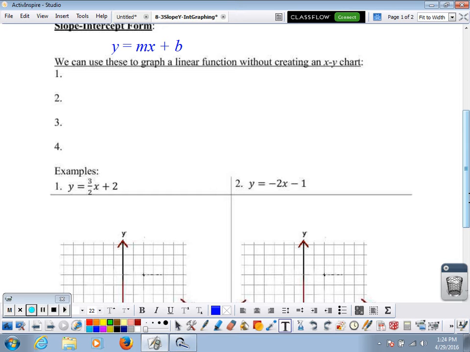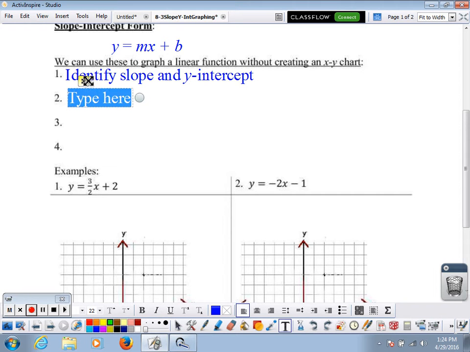We're going to learn later on how to use an XY chart, and you've actually seen them before. That's another trick that you can use to graph any function, but since we have the equation in slope-intercept form, there's a trick that we can use to graph it a whole lot more quickly. And that trick goes like this. First off, the first thing we're going to do is identify slope and y-intercept. We're going to clearly label it. We're going to write down m equals some number and b equals some number.